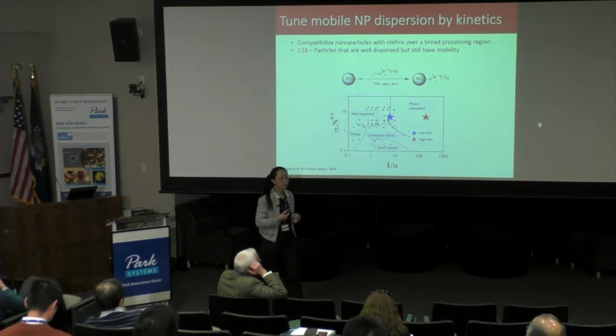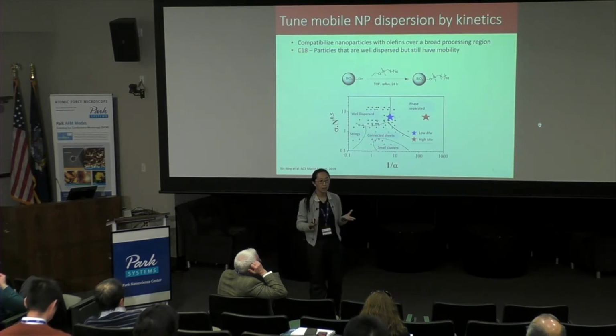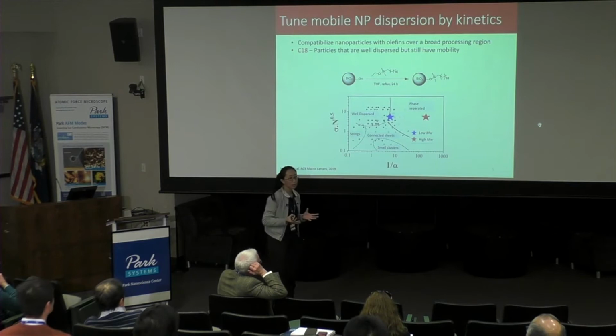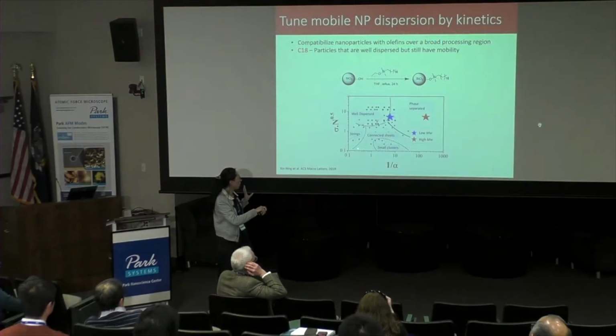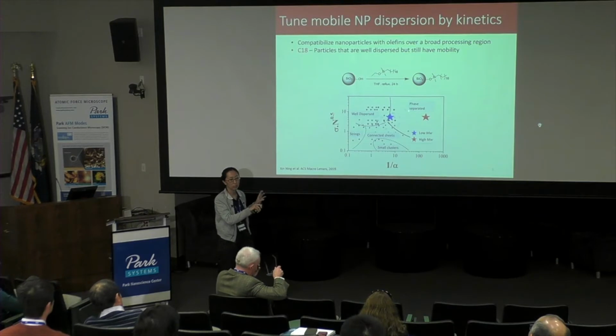We grafted C18 on the nanoparticles to optimize the mobilities of the nanoparticles in the polymer matrix. Here is a phase diagram that we developed by varying the grafting density and grafting chain length versus the ratio of grafting chain length over the polymer matrix chain length. By varying those parameters, we can control the dispersion state from well dispersed to phase separated or string-like structures.